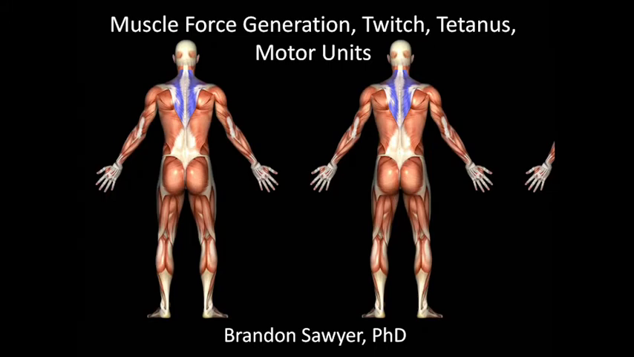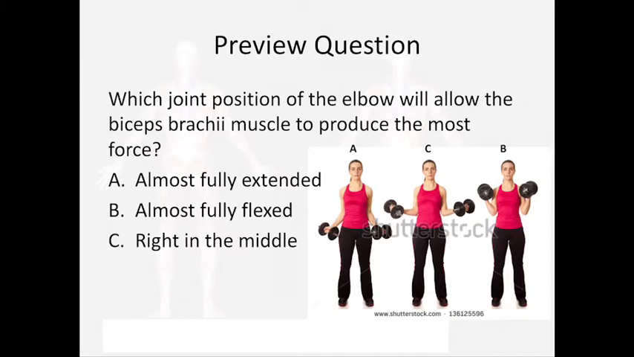So today we're talking about muscle force generation, twitch, tetanus, and motor units. These are some important key concepts about how skeletal muscle works. So let's start out with this question, and this has to do with what's called the length-tension relationship in muscle.